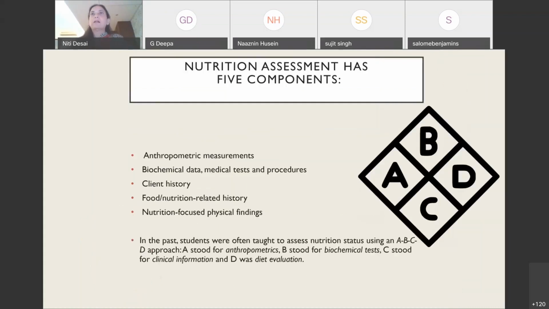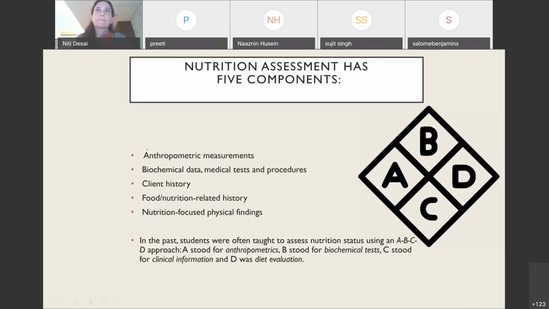So in the past, people like us and a lot of our senior members would agree that we were taught that nutrition assessment consisted of 4 alphabets, A, B, C, D. And that was A stood for anthropometry, B for biochemical tests, C for clinical information, and D for diet evaluation. With the new guidelines for NCP from the American Dietetic Association or the Academy, they have introduced 5 steps.